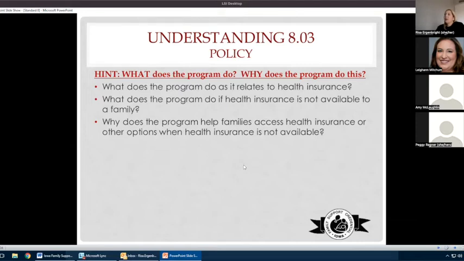The why statement isn't always necessary or required. Sometimes if I'm helping a program tweak their policy, doing the why helps you figure out the what. If you acknowledge why something is important, then it helps you move into, okay, we talked about why health insurance is important to our program and to families. Now let's talk about what we do about it.